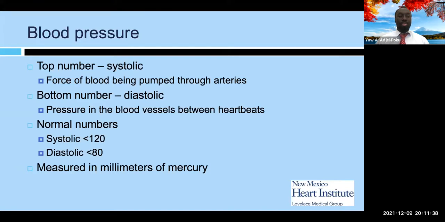The normal numbers, or the numbers that we strive for, are a systolic blood pressure less than 120 and a diastolic blood pressure less than 80. So if you see anyone or you have a blood pressure machine at home, or someone tells you that their blood pressure is higher than these numbers, someone that needs to talk to their primary care doctor, talk to a cardiologist about why their blood pressure is high and if they need to be on medications or have their medications adjusted.